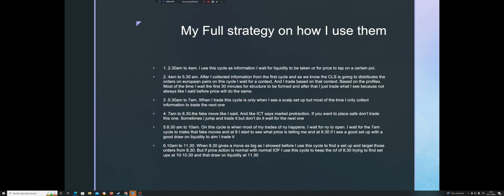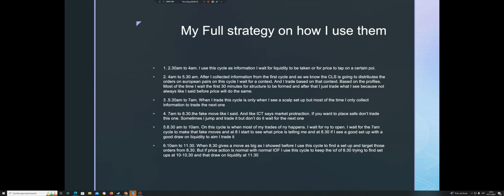At 10:30, and the draw on liquidity at 11:30, because as we know, price is always going to give us a setup every 90 minutes. So every 90 minutes you can have a setup at 10:30, or wait for those 30 minutes to give you information, and you can place a buy or a sell at 10:30, and then you can target a high or a low based on that draw on liquidity at 11:30.